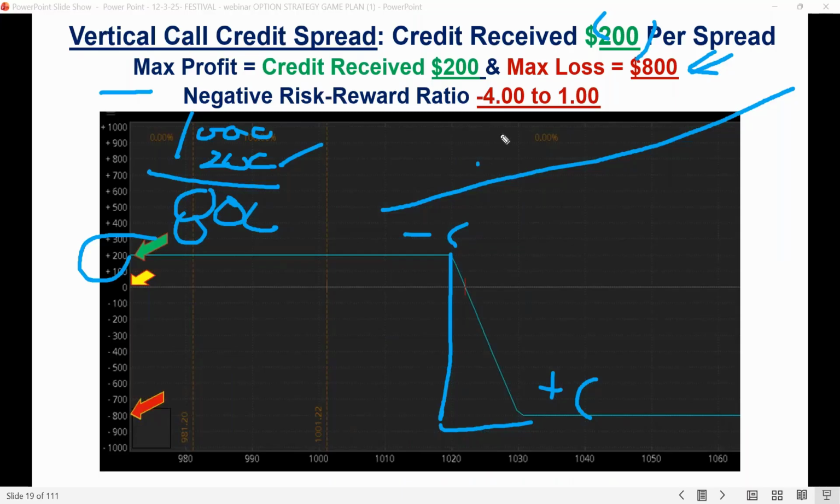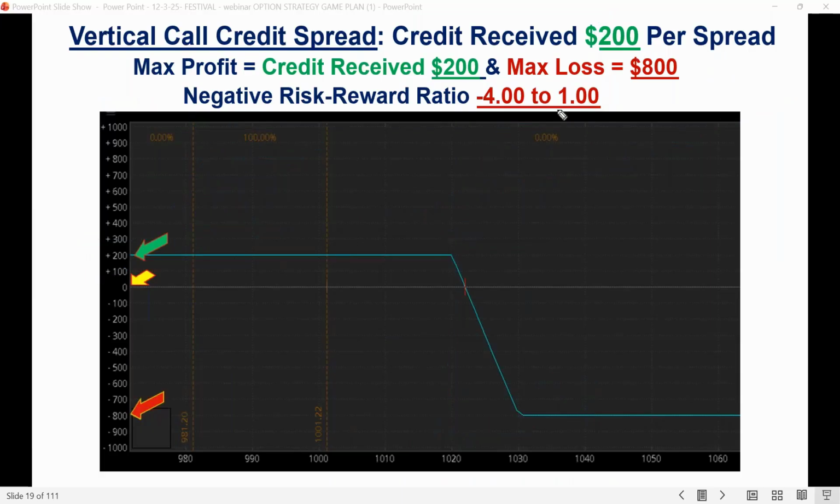You're risking $4 basically in order to make $1. Now you're probably scratching your head if you've never traded options or credit spreads and saying, well, why the heck would I risk $800 to make $200? A negative risk ratio. These are what we call probability type trades.